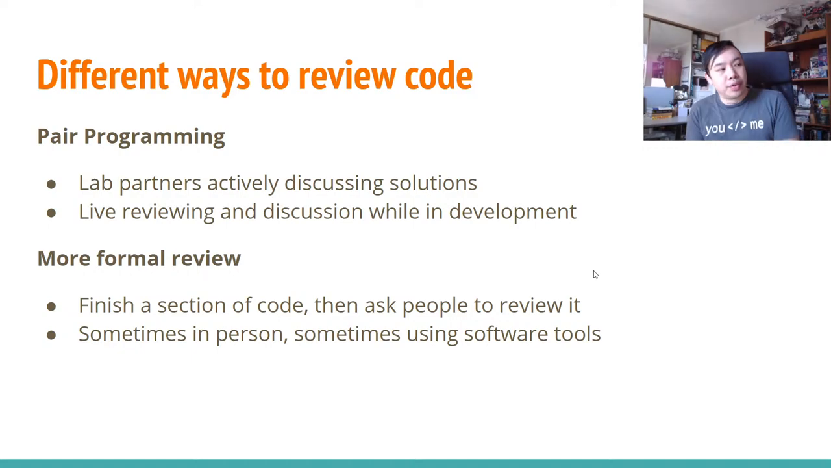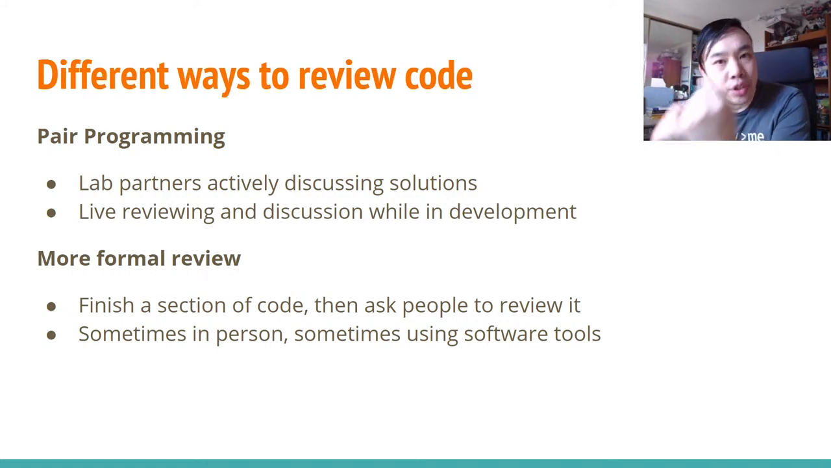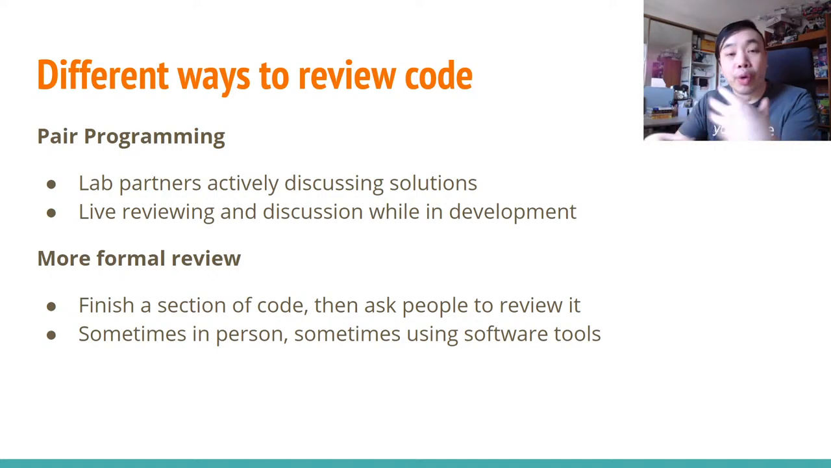So, different ways to review code. We have two different ways I want to teach you about reviewing code to start off with. One will be pair programming or group programming, where you're working with lab partners and you're sort of reviewing the code as you write it. So, this is like writing code in a group, in a sense. So I'm going to talk a little bit about that.